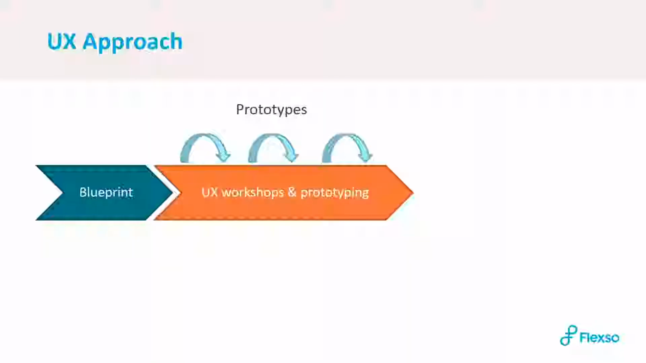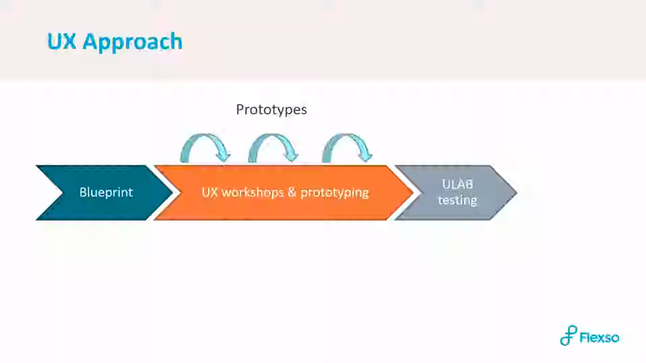So how did we approach this? In the first phase, we collected the main business requirements into a blueprint. And then we had several UX workshops together with the UX designer, the IT project team, and the business stakeholders. After each workshop, we created a prototype, which was the starting point for the next workshop. So it was an iterative process to come up with a final prototype.